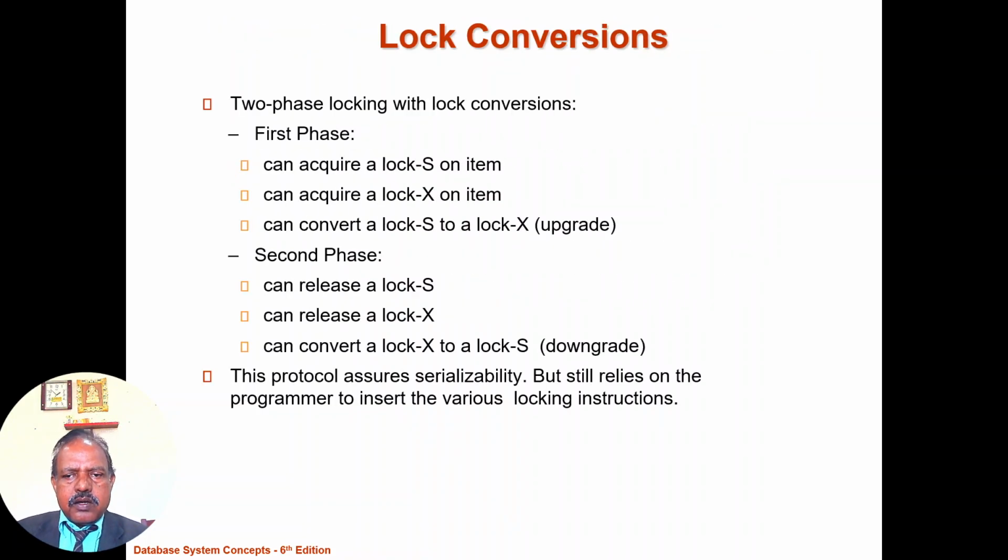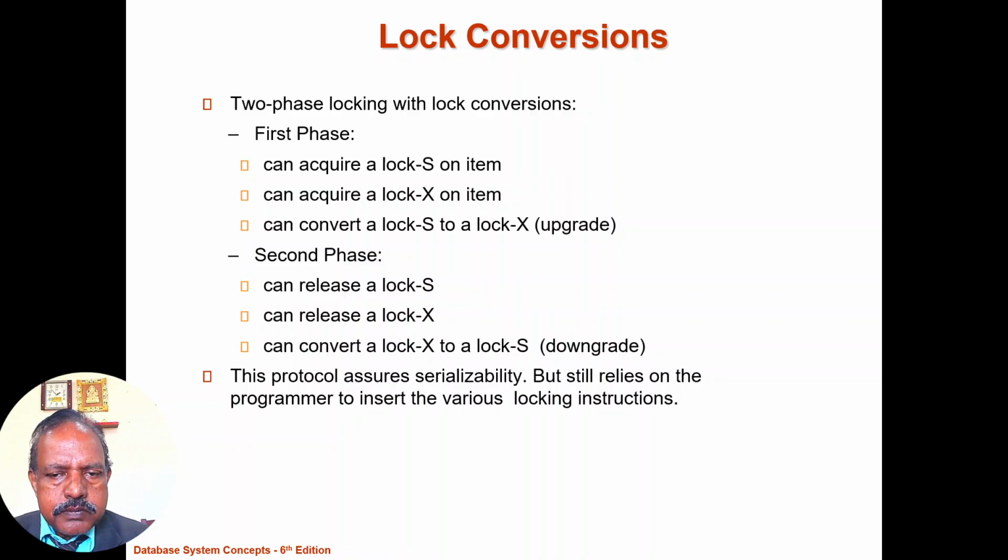Now, let us study in detail how we go for lock conversions. Say, for example, two-phase locking with lock conversions. In the first phase, I acquire a shared lock. Suppose somebody acquires a shared lock on a data item, let it be Q. And it can acquire a lock X. I can also request another, exclusive lock and I can acquire that one also. And then what happens? Then S is no more there because X will supersede the S.